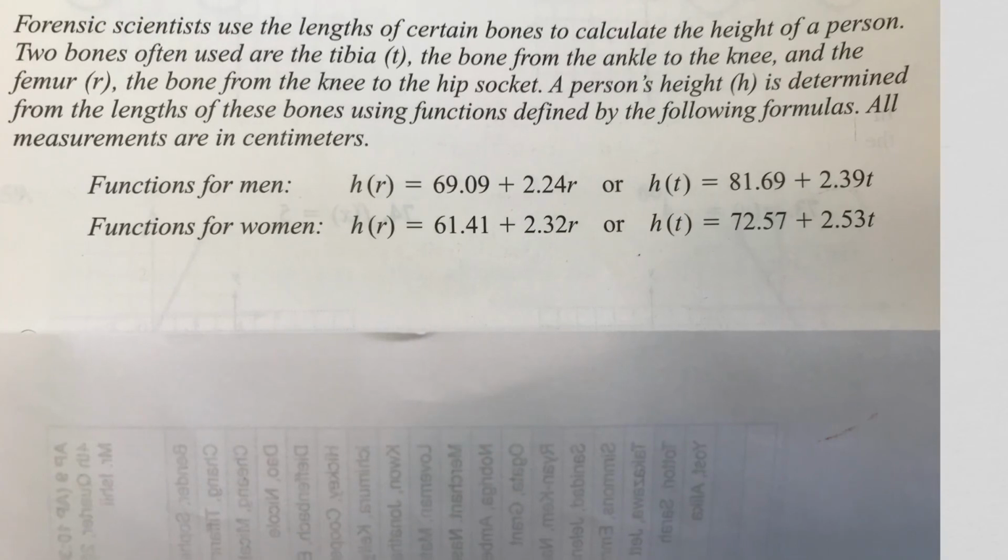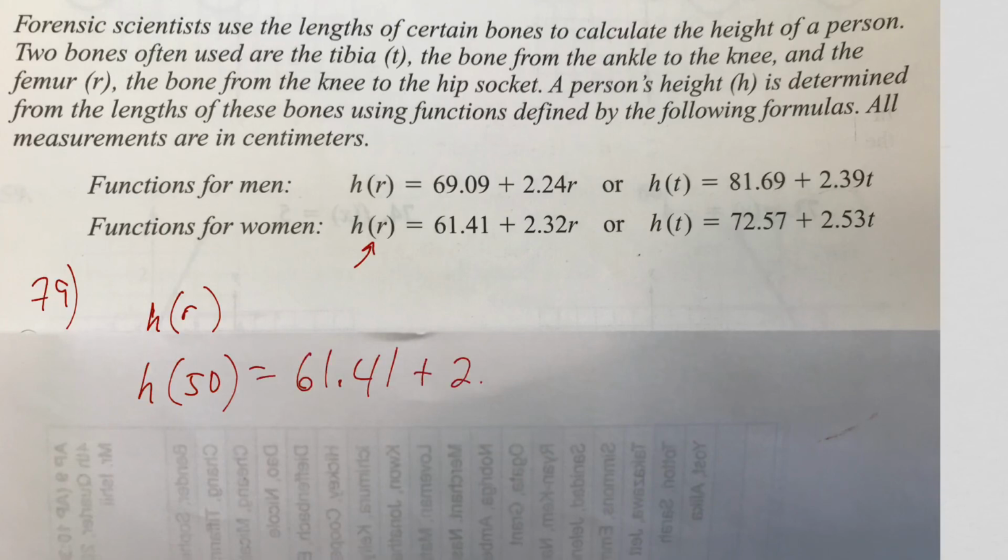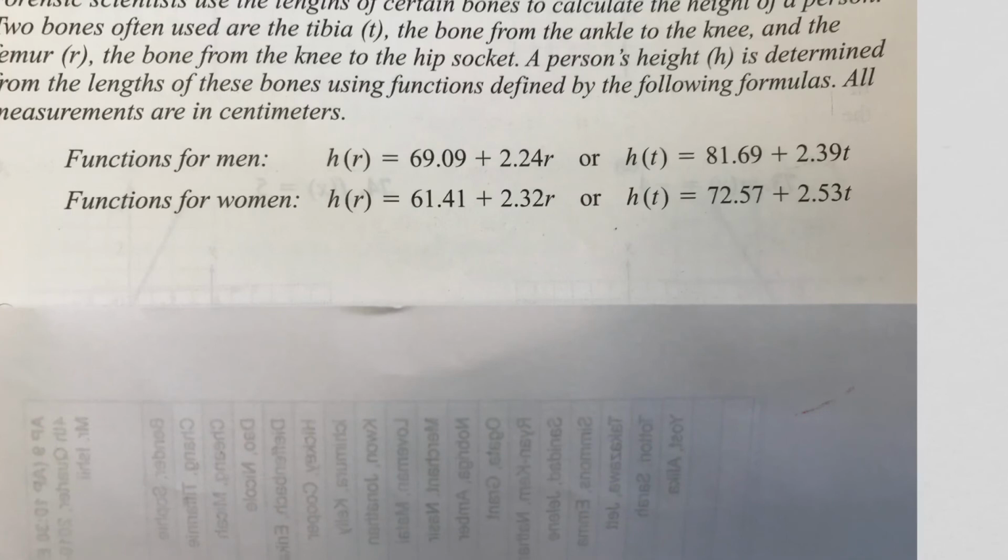Okay, number 79, they want the height of a woman with a femur of 50 centimeters. So this is the femur here. So they want h of r for the woman, and they want it to be 50 centimeters. So h of 50 would be 61.41 plus 2.32 times 50, and you can do the math, but this should come out to 177.41 centimeters.